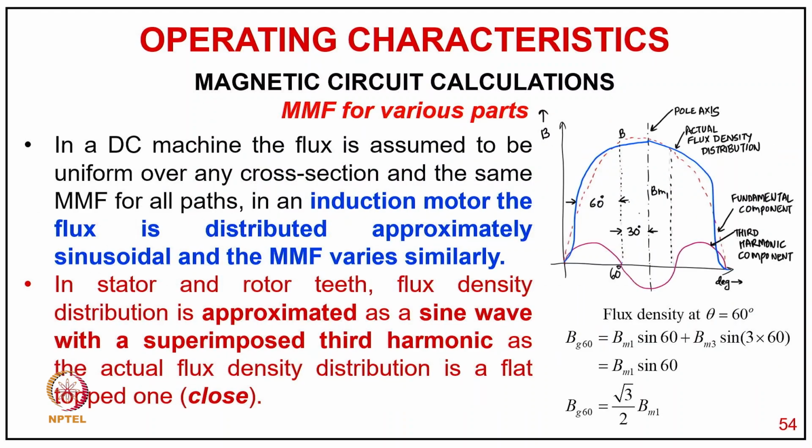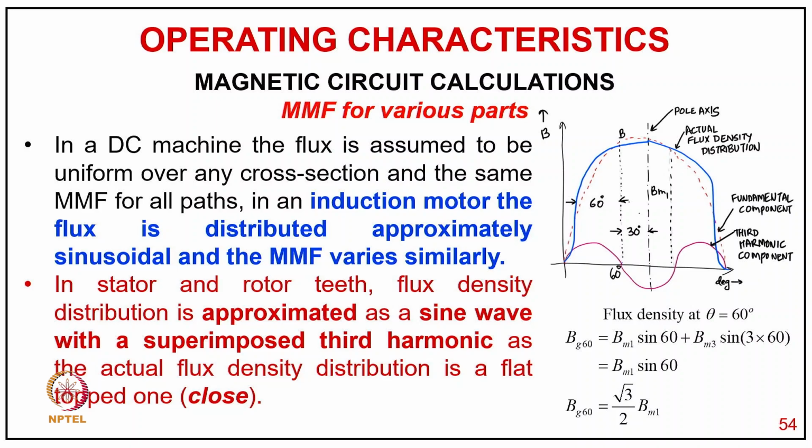So coming to here, typically for various parts in a DC machine, the flux is assumed to be uniform over the cross section path of the machine. However, in the case of an induction machine, flux is distributed approximately sinusoidally and the MMF varies similarly. So in the stator and rotor teeth, the flux density distribution is approximately a sine wave with a superimposed third harmonic, as the actual flux density distribution is flat topped as shown in the figure. We already discussed the first and third harmonics here.